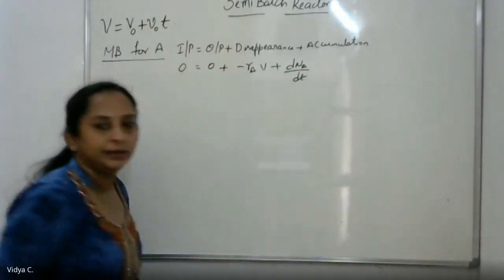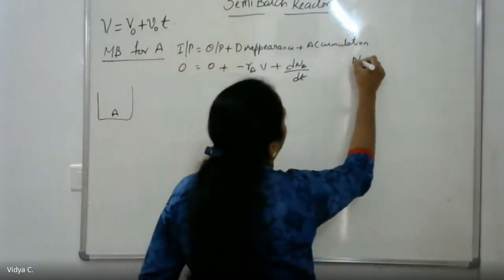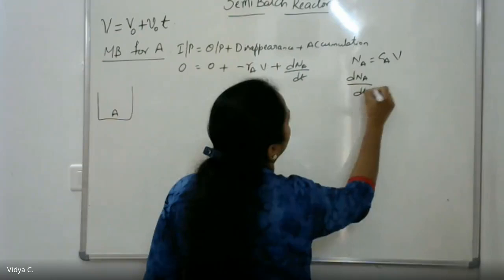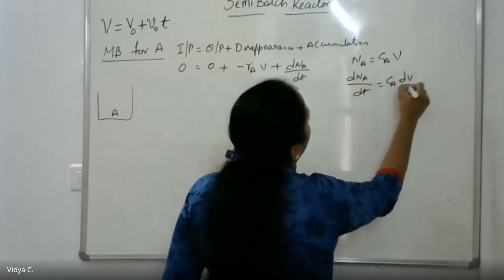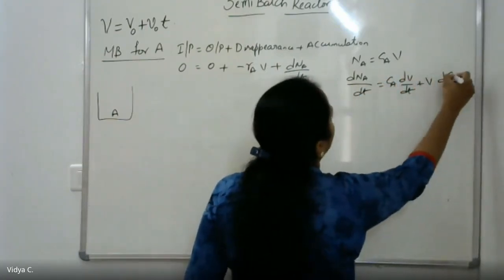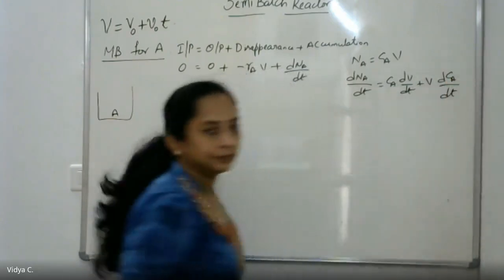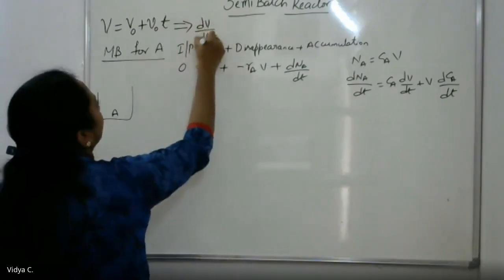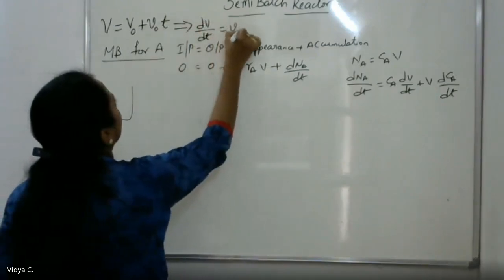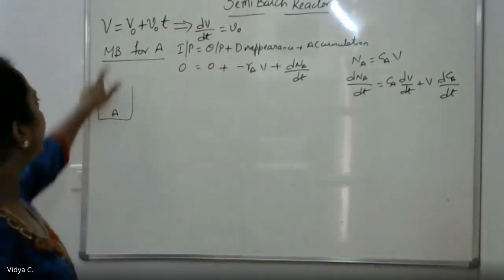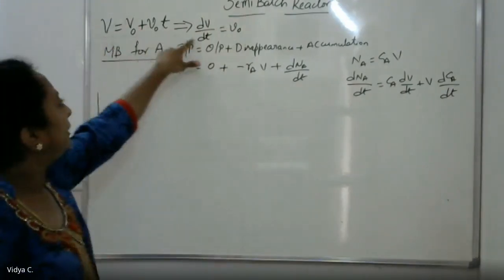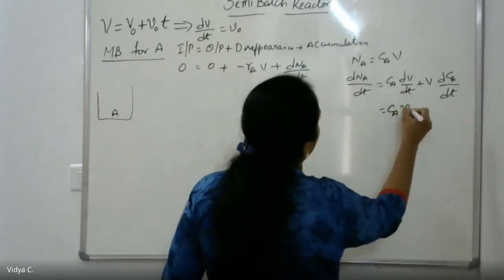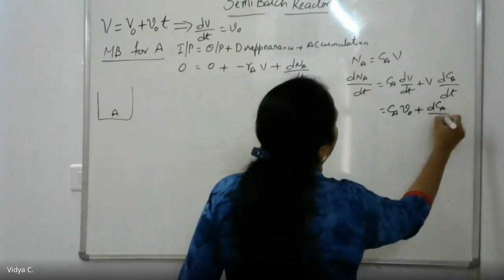dNA by dt. Okay. And I know something. What is that? NA is equal to CA into V. What will be dNA by dt? dNA by dt will be CA into dV by dt plus V into dCA by dt. Okay. But from this I can find something. What will be dV by dt? dV by dt is equal to V naught only. Differentiate this. So dV by dt will be equal to V naught only. So now I'll replace the CA into dV by dt as CA into V naught plus V into dCA by dt.